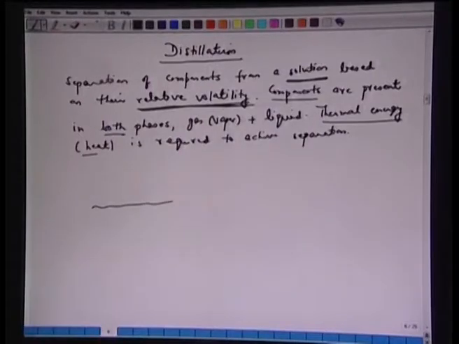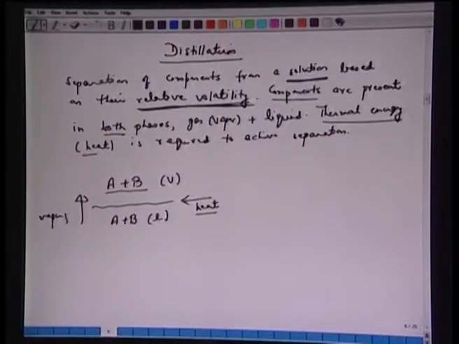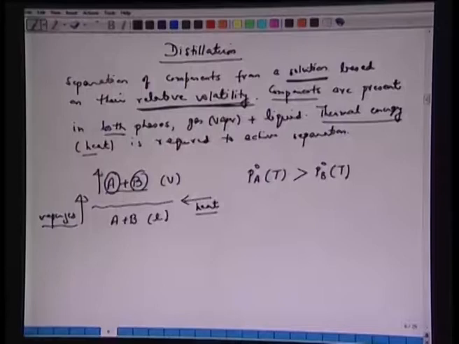So, if we start with A plus B in the liquid phase, we have to give energy here, heat. To cause the separations, we have A plus B in the vapor phase. So, there is no third component, all we have is heat, which vaporizes this liquid. And when it vaporizes, if A is more volatile than B, that means the vapor pressure of A at any temperature is larger than the vapor pressure of B at the same temperature. Now, we achieve enrichment of this vapor phase with A and small quantities of B. So, this is the way we are going to do it.